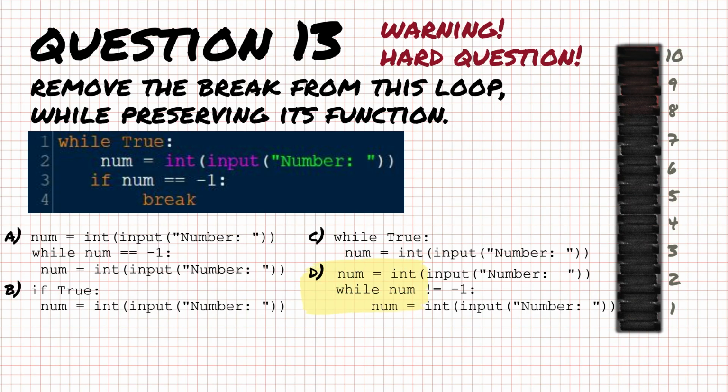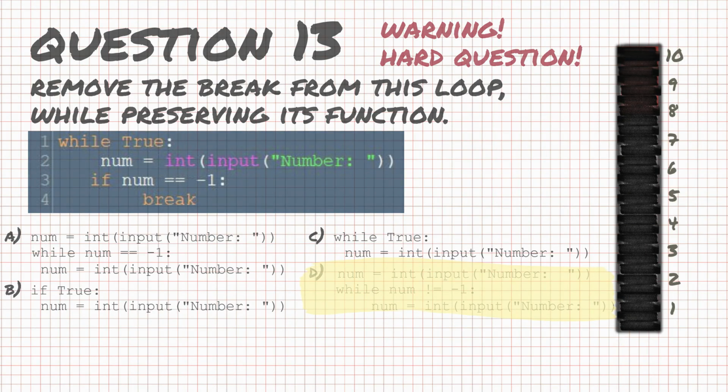The answer is D. We have a priming read, a test that the number is not the sentinel, and then an updating read at the end of the loop. This preserves the meaning of the while True loop, which breaks out of the loop if the value entered by the user is the sentinel. You should never write an infinite loop with a break inside the loop. Always write your loops so the header communicates when they will execute.